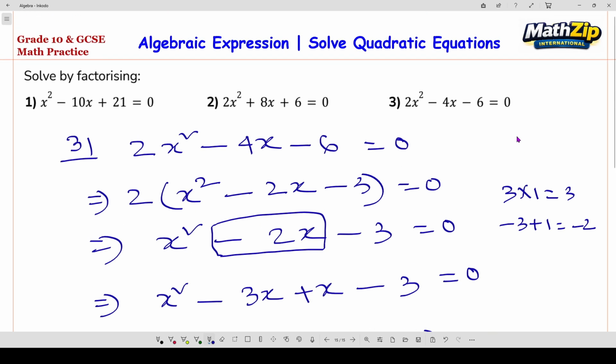Very simple. So we solved 3 math problems based on quadratic equations, and we solved them using the factorization method. In the next video we will start solving quadratic equations by the quadratic formula.